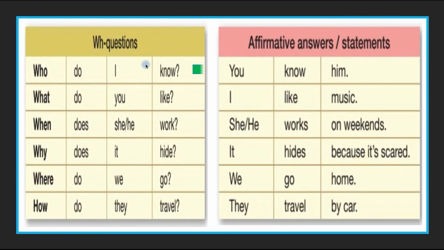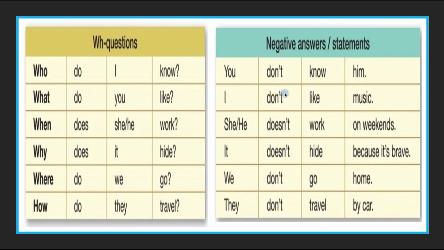So there you can see, for the who: him; what: music; when: on weekends; why: because it is scared; where: home; how: by car. So each question is after a particular type of information. And if it's negative, you put in the auxiliary do and attach a not.